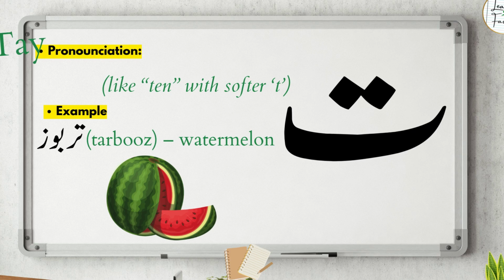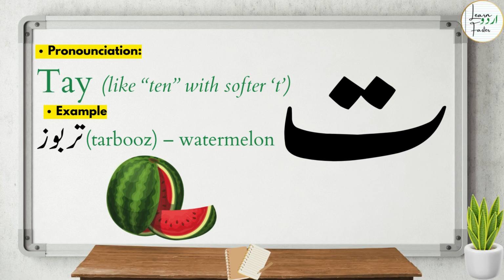The next is te. Te. Sounds like ten with a softer T. Te word example is tarboos. Starting with alphabet te, tarboos, in English it's called watermelon.